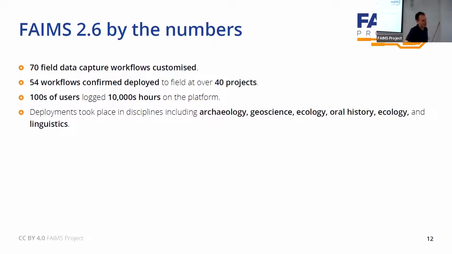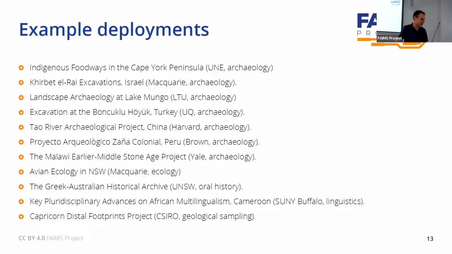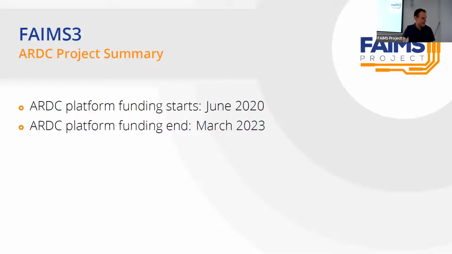We know that at least 54 of those workflows were deployed by something over 40 projects. And we've had tens of thousands of hours logged on the platform now. Yeah, wide range: avian ecology, oral history, oyster reef monitoring, and then archaeology all over the world. That's about the FAIMS 2.6 story.